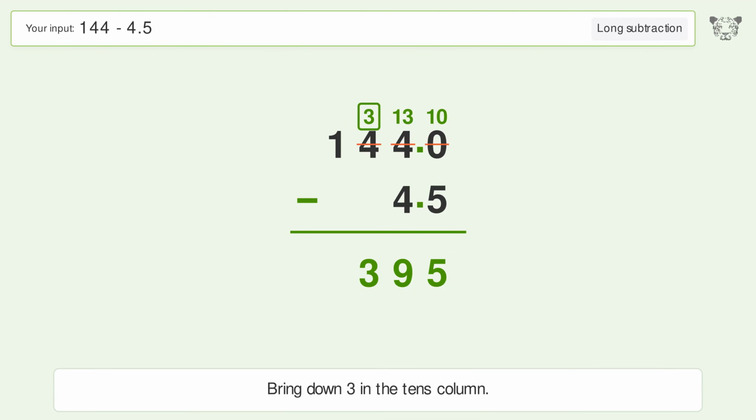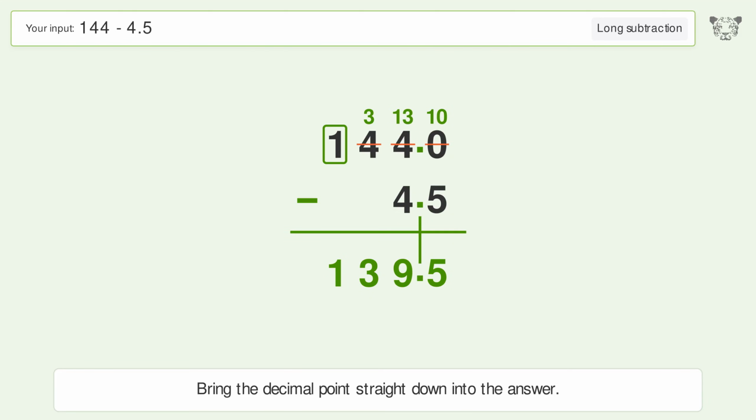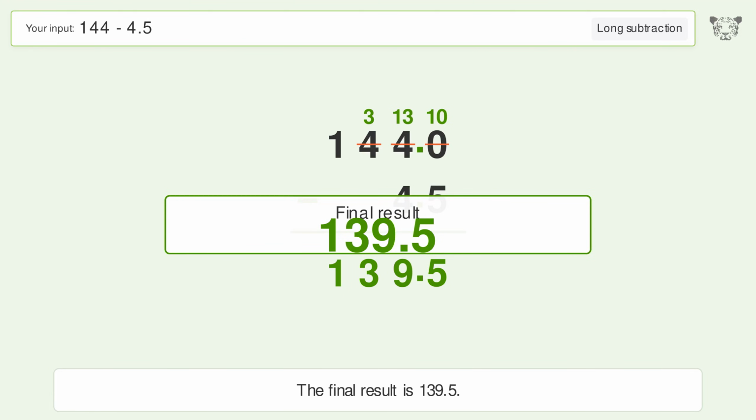Bring down 3 in the tens column. Bring down 1 in the hundreds column. Bring the decimal point straight down into the answer. The final result is 139.5.